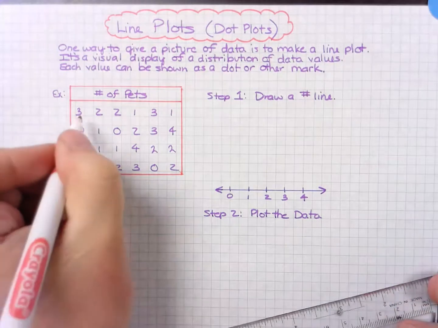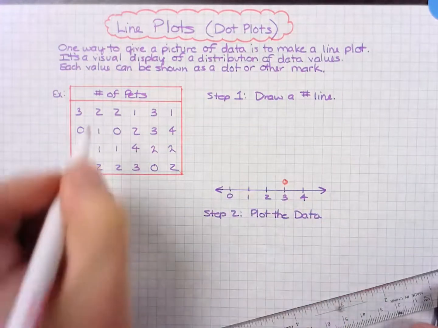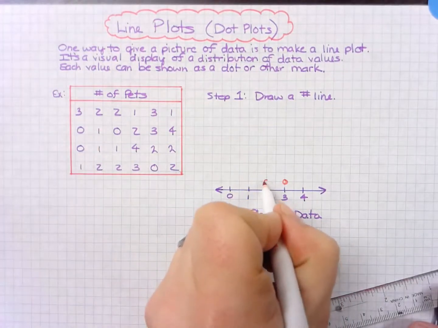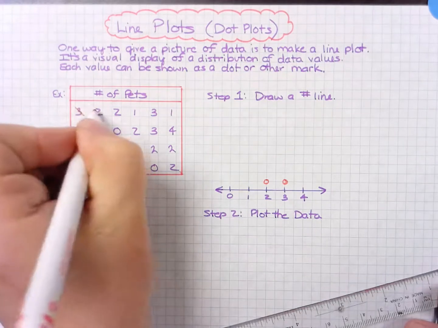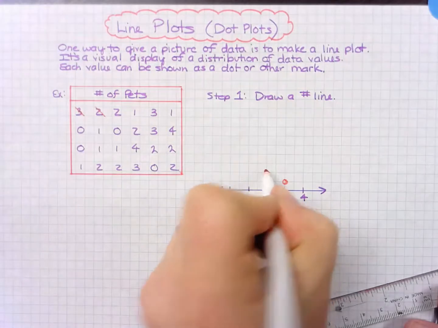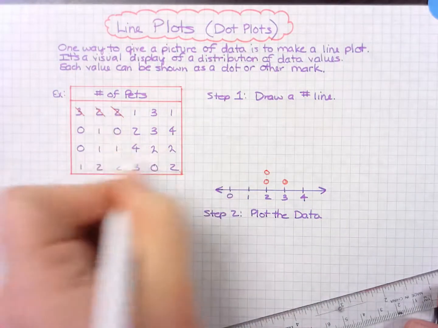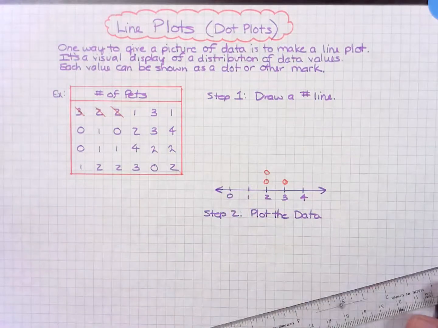And so for 3, I'm going to put a mark over 3. 2, I'm going to put a mark over 2. And as I plot these points, I want to go ahead and cross them out lightly, because it helps me see which ones I've already done. That way, if I make a mistake, I can see if I skipped one, missed one, or how they might be different from the chart to the number line.